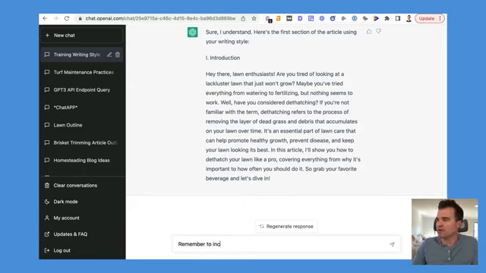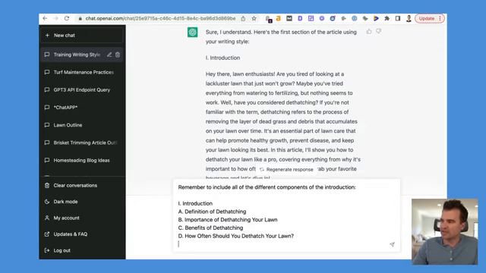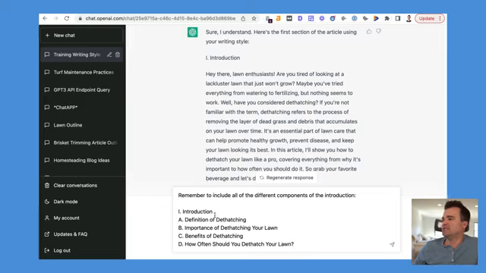Remember to include all of the different components of the introduction. Now I'm going to repaste it with ABCD. Remember to write about... So let's say.